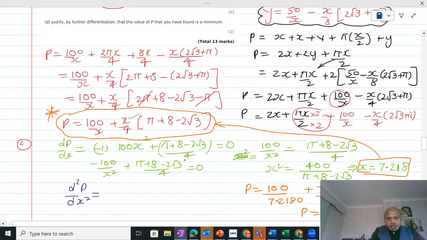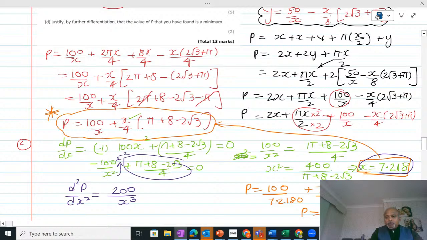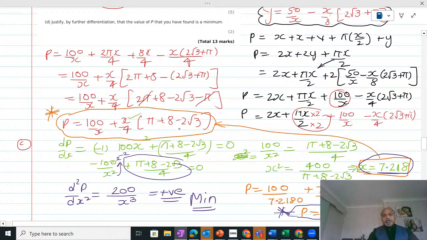So d2p over dx2, this thing, whole thing will be 0, and x is going up, so it should be x to the power minus 2. So it should be 200 over x cube. Okay, and if you put the value of x here, that is 7.218, it is coming positive. If it is positive, then it will be a minimum value. Okay, so again I'm telling you, do not forget to write this value here. Okay, this is what you need to do.